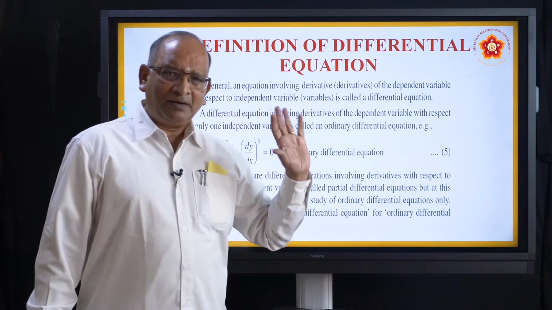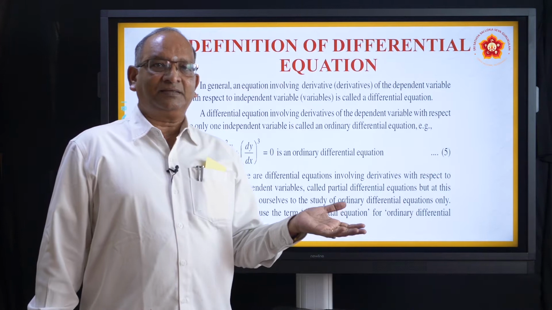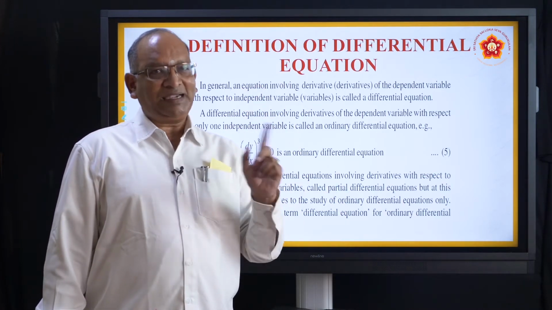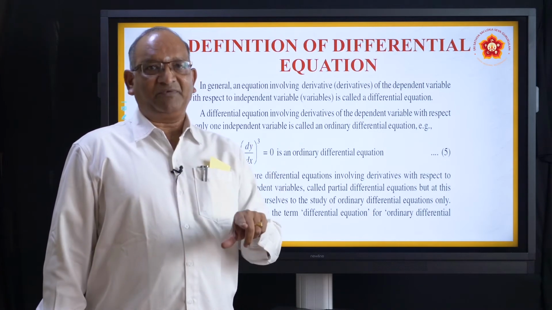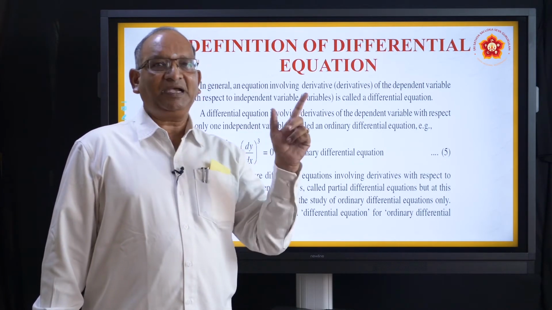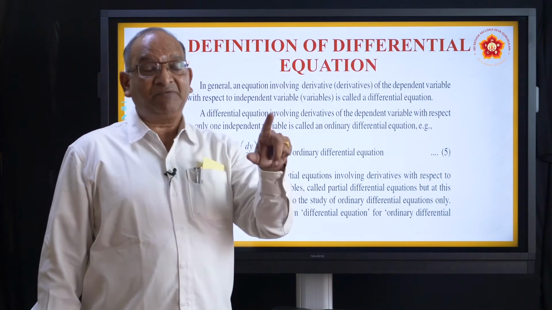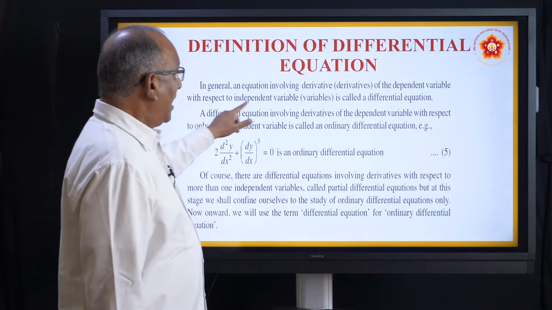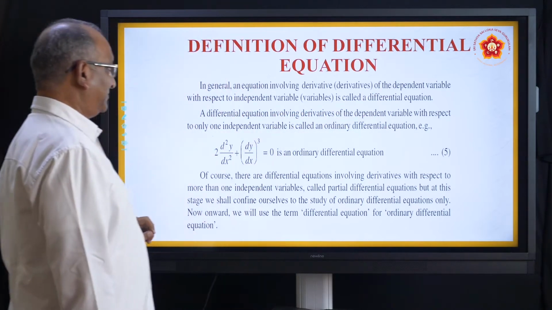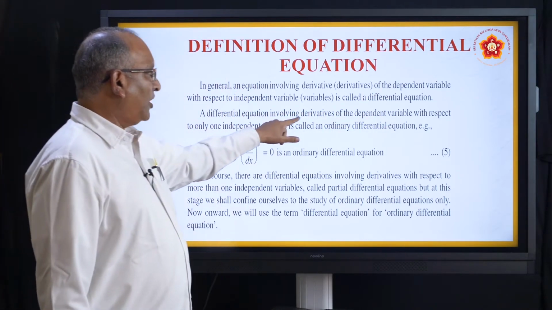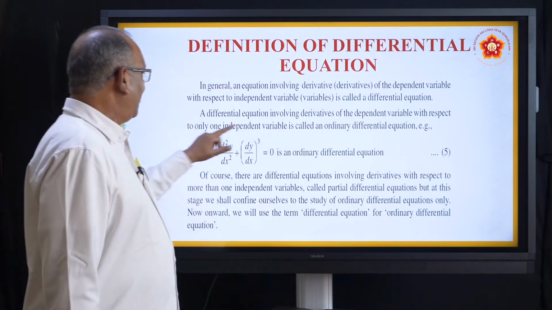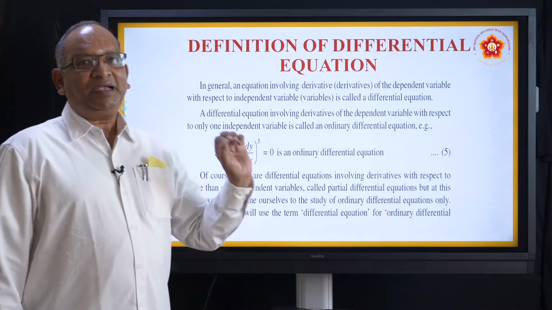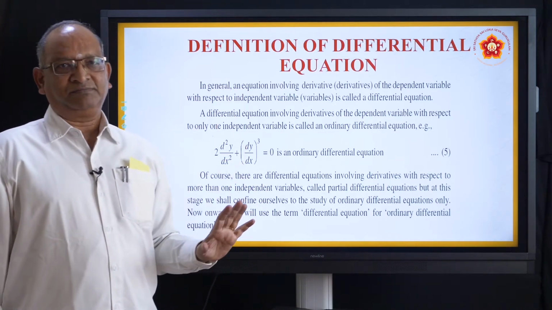What do you mean by that? It means it is not just dy, it is dy by dx. What is x there? Independent variable. What is y there? Dependent variable. The derivative of the dependent variable with respect to the independent variable x is called a differential equation. A differential equation involving derivatives of the dependent variable with respect to only one independent variable is called an ordinary differential equation.